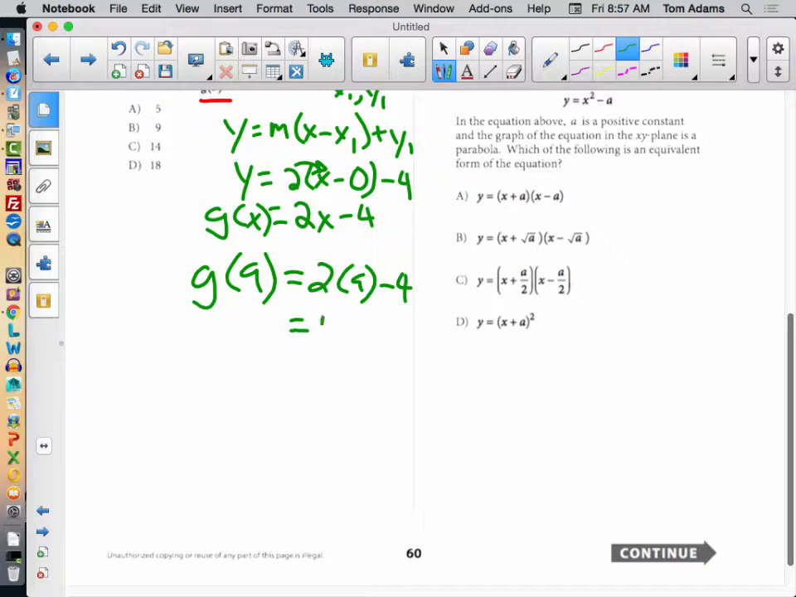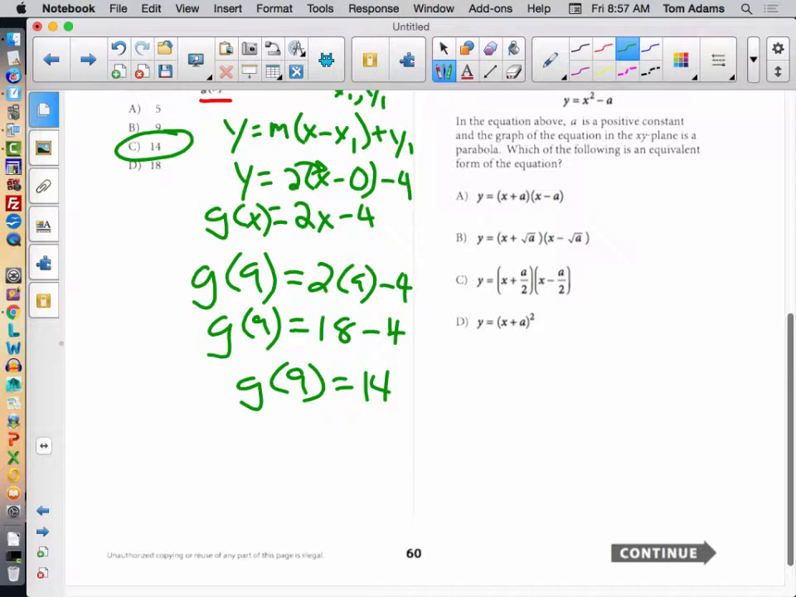That's kind of a bad 8. So g evaluated at 9 is equal to 18 minus 4, or g of 9 is equal to 14, which is C. Okay, so that was a little bit of work, but that's what it is. Any questions?